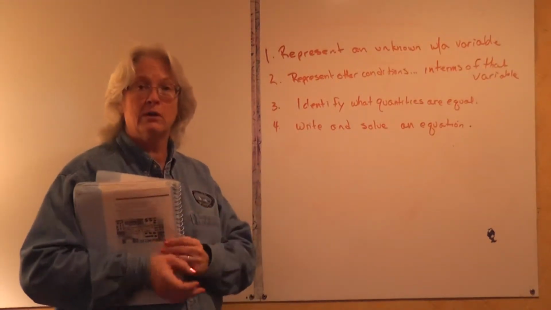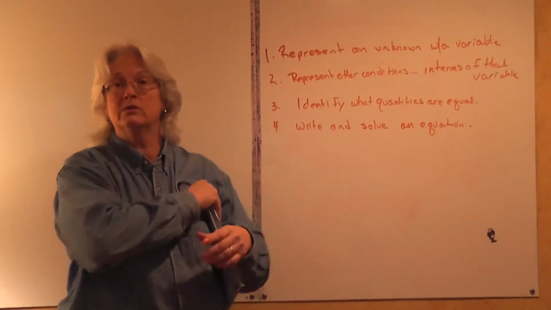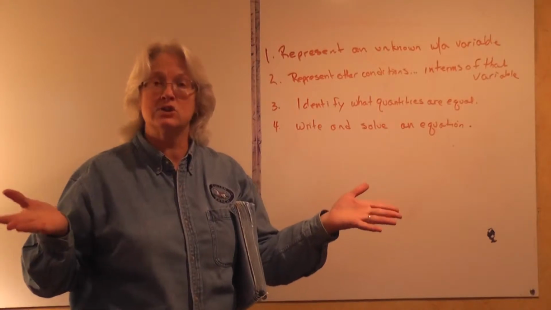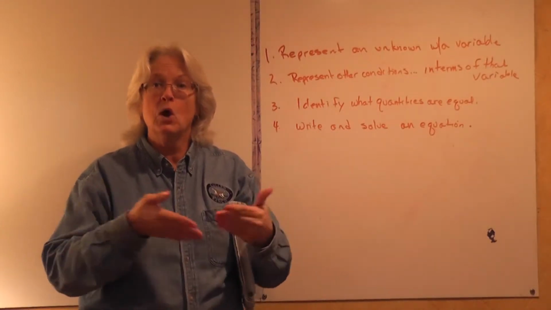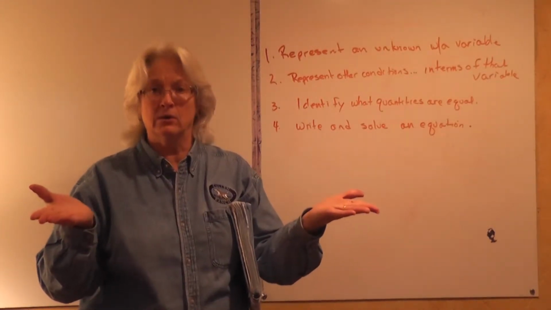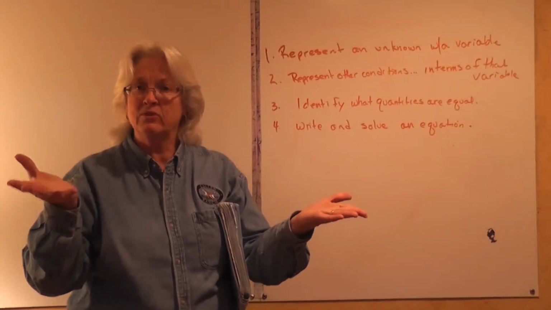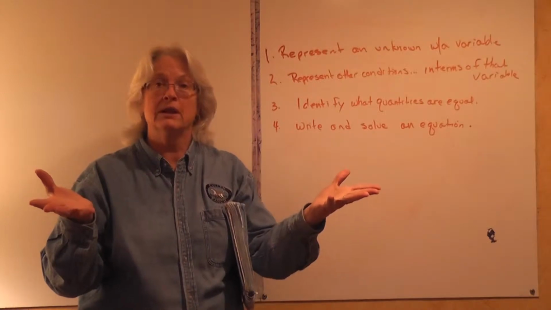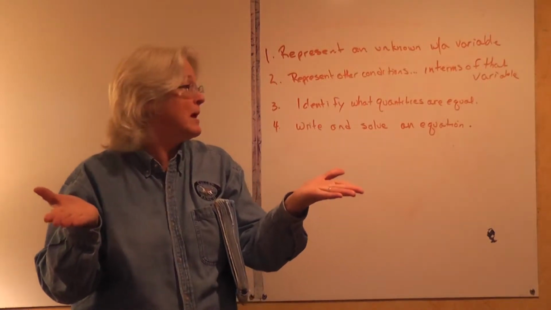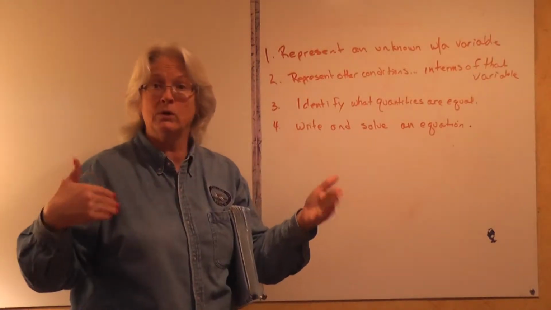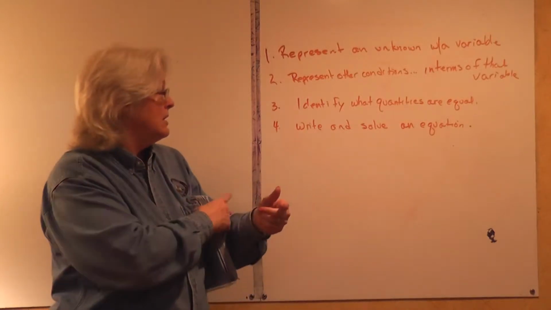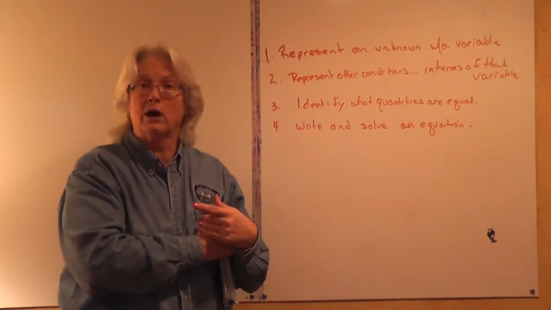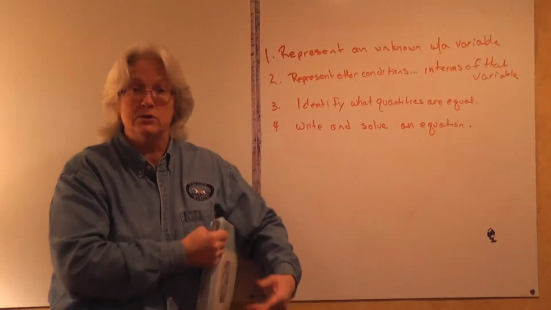Now we have to figure out what 2 quantities are equal in your problem, because you've learned that an equation is like a balanced seesaw or a balanced scale, where everything on the right-hand side of the equation is equal to everything on the left-hand side, and it's in balance. So you have to identify what 2 quantities are equal, and then once you've figured out what is equal, you can go ahead and write and solve an equation.